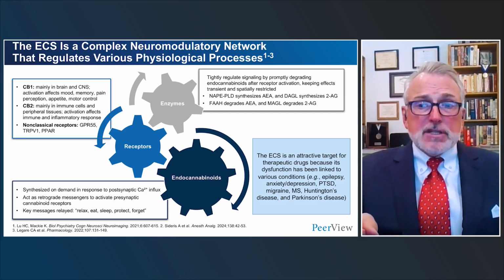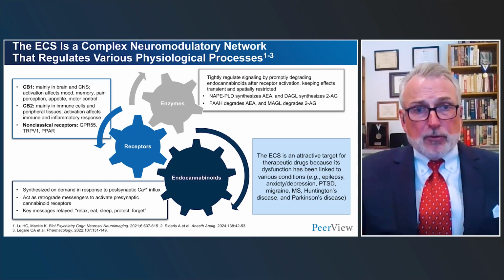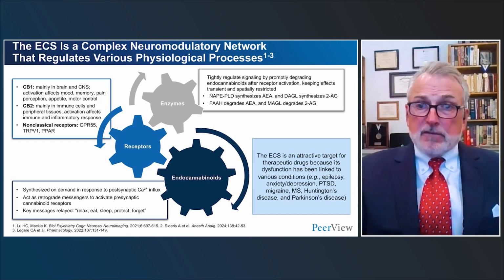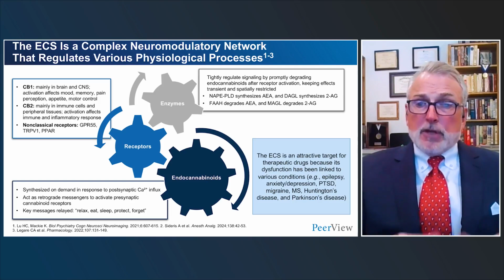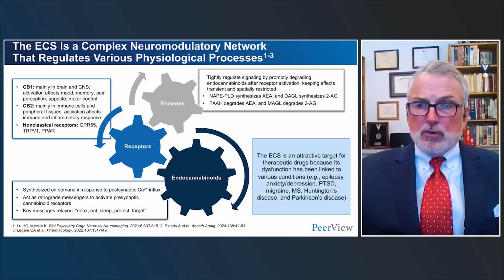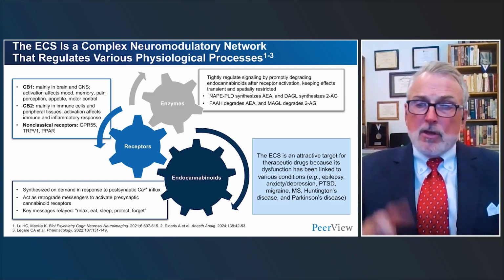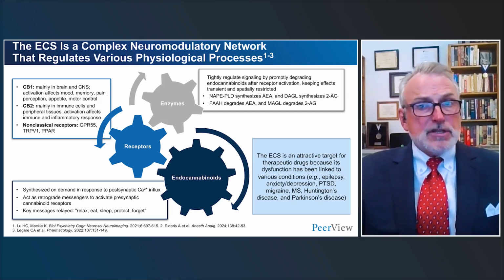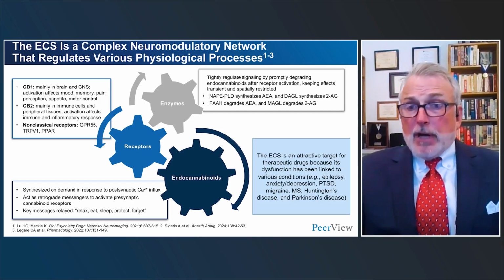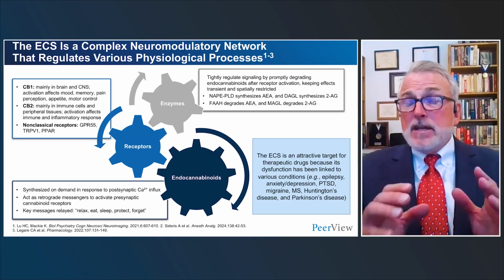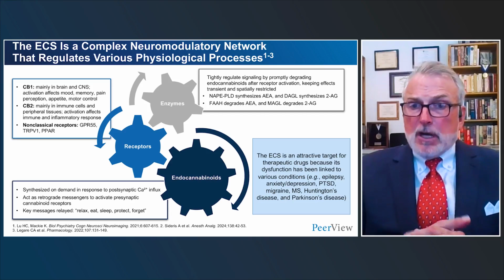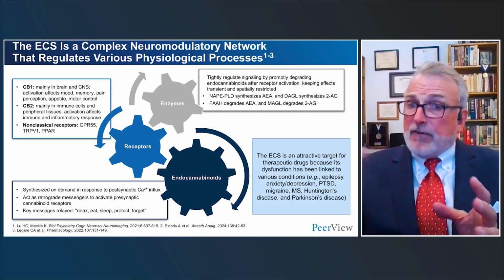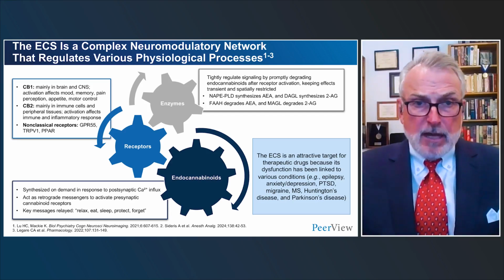The CB2 receptor is found primarily in the periphery on immune cells and inflammatory cells, where it plays a role in modulating our immune response. Those are the two main players that were discovered in the early 1990s. But there are, in fact, a number of other receptor molecules that bind the endo and phytocannabinoids, the plant-based cannabinoids.